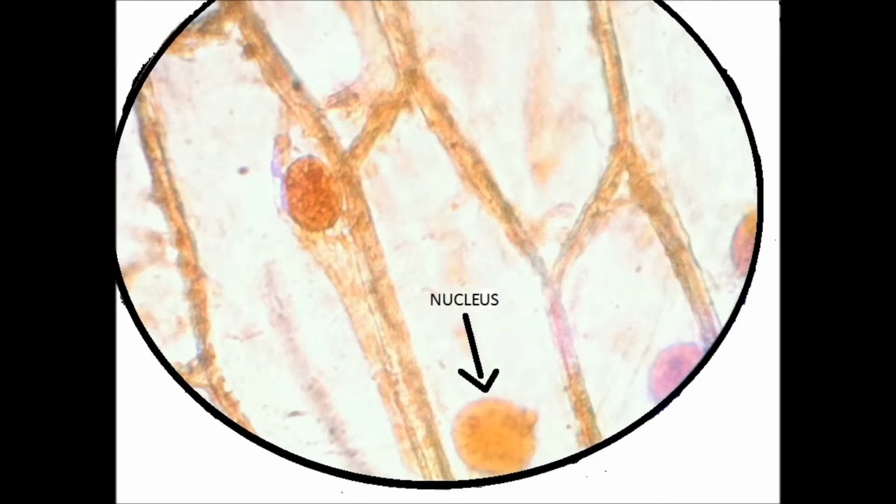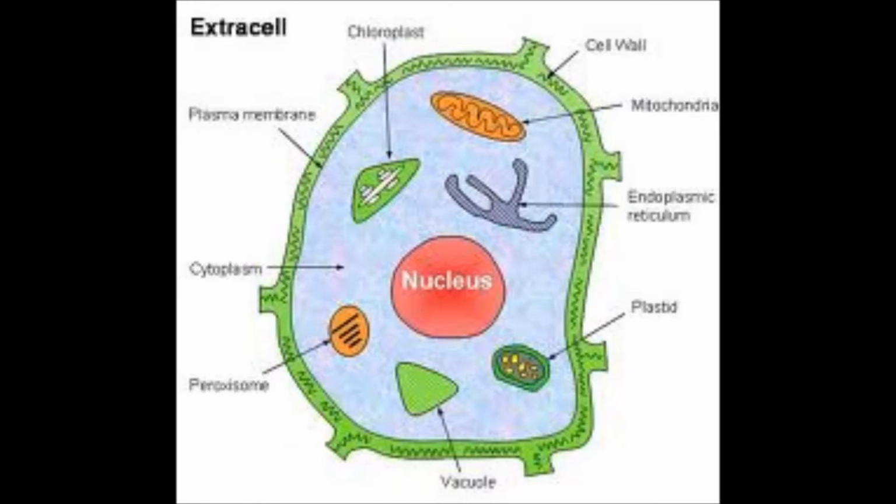That's the nucleus. The nucleus is a very important part of the cell because the nucleus controls the whole cell. It contains all the hereditary information and it controls the cell growth and reproduction.